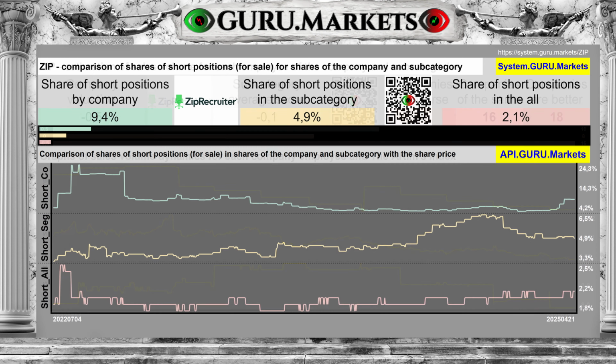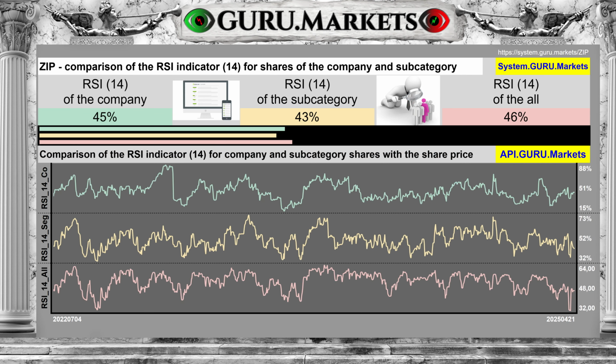The volume of sales transactions was 9.4%, with an average for the subcategory of 4.9%. This is a short squeeze indicator. Technical indicator RSI 14 shows a level of 45% for the company ZipRecruiter Inc, whereas in the subcategory the RSI 14 level is 43%. On average, securities of the subcategory are valued the same as company shares of ZipRecruiter Inc.